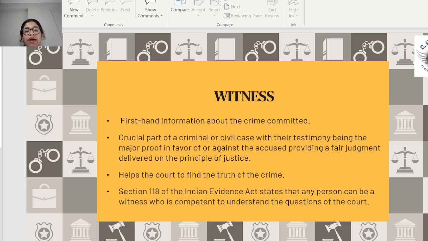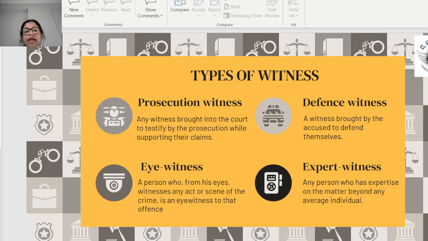Now we'll discuss the types of witnesses. We know that the Bharatiya Sakshya Adhiniyam 2023 has replaced the Indian Evidence Act 1872 and it has provided us a detailed classification of evidences. So now we'll deal with the types of evidences in detail. First is the prosecution witness.